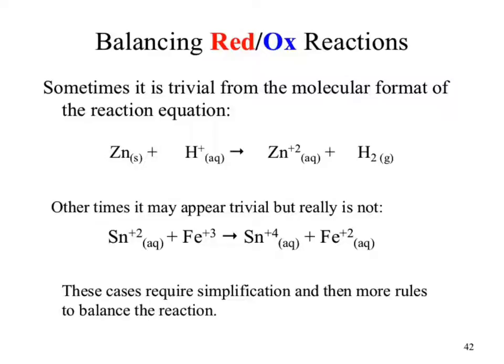Okay? Take a look at this one. Okay, so a new equation to balance. Is it balanced? Yeah. How many tins? 1 and 1. How many irons? 1 and 1. So is it balanced? Yes. Everyone want to say yes? Yes. No, it's not balanced. Why is it not balanced?